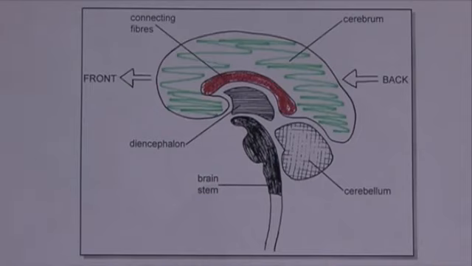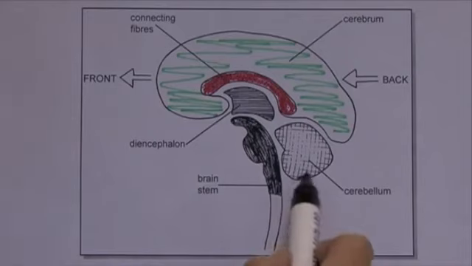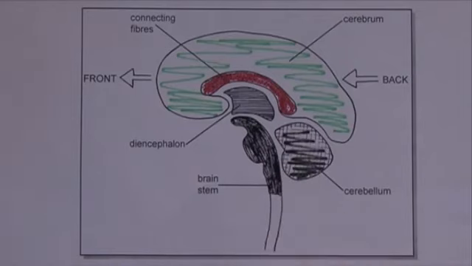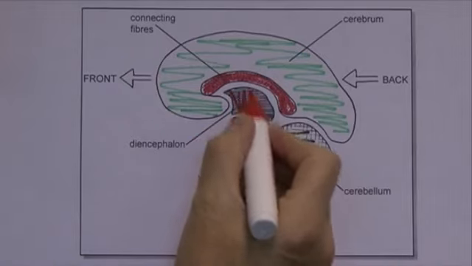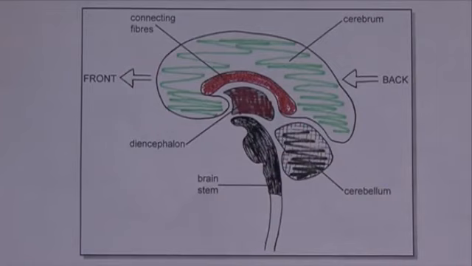Here we see the area of the cerebellum, brain stem with the spinal cord, and this area here in the middle is usually referred to as the diencephalon, and it consists primarily of the thalamus and the hypothalamus, also the pineal gland in that area as well.